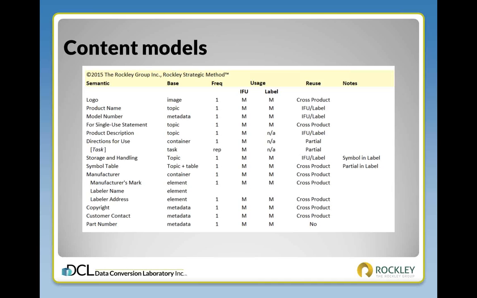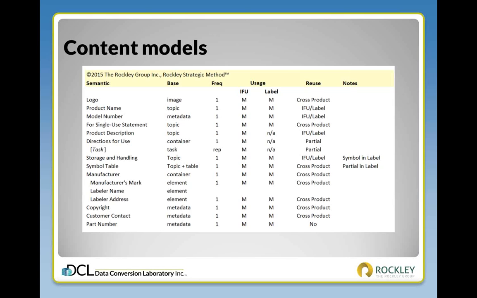We then typically build a content model to go along with it. Again, this is a small, simple, truncated version, but like I showed you, the structure, we call that semantic, which means meaning. We say what kind of content it is. That's our base. It's a topic or something of that nature.